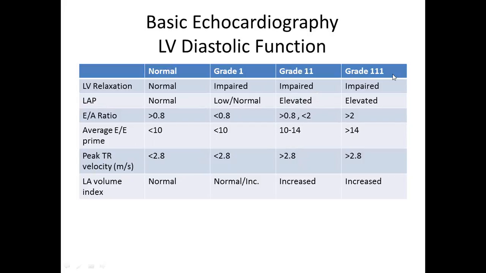And with your grade 3, these patients are going to have a problem with relaxation. It's going to be impaired. They're going to have a problem with compliance as well. Left atrial pressure is going to be very high. Your E to A ratio is going to be greater than 2 because that's a restrictive physiology. And your E/E prime using the average E prime is going to be greater than 14. Your peak TR velocity is going to be more than 2.8. Your left atrial volume index is going to be increased.